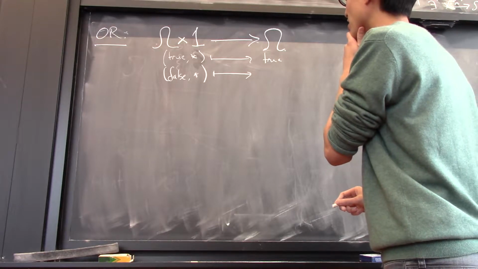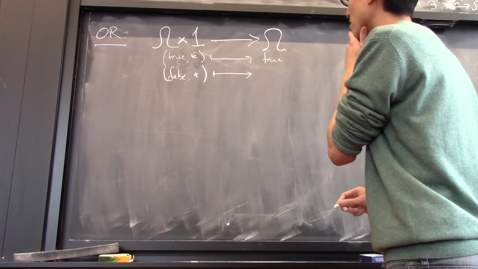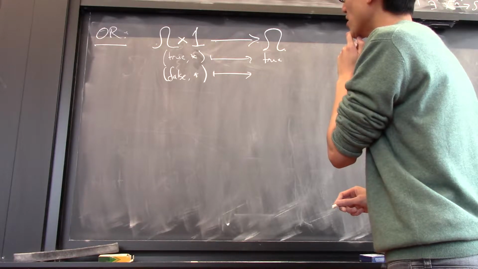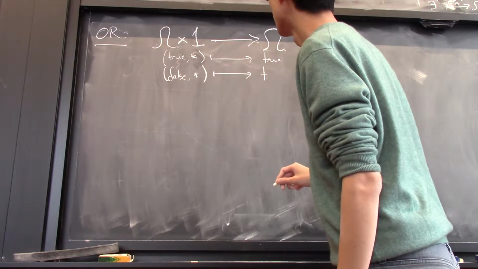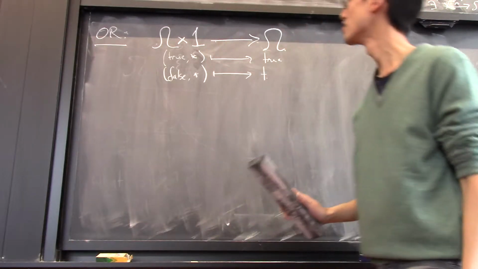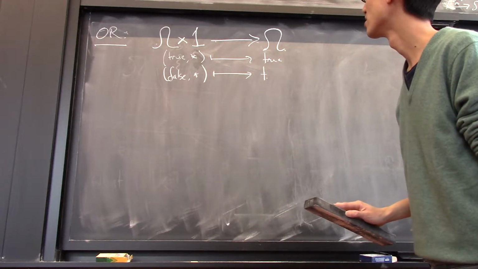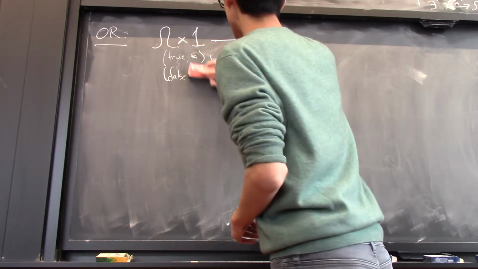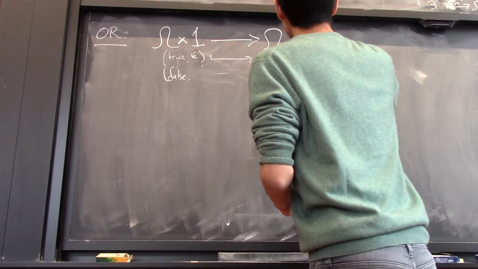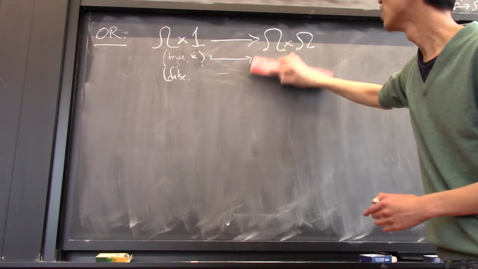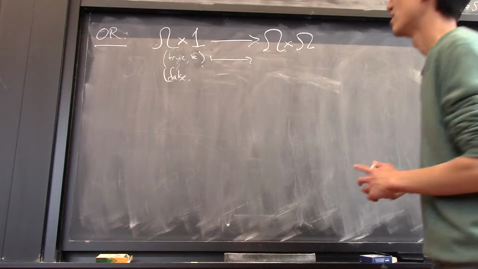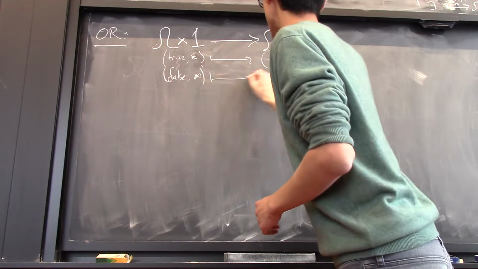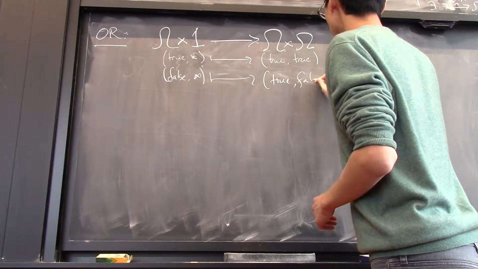That's not what I want to be doing. I don't want to be taking that map. I want to be taking this map. So I'm taking the pair, the identity on this element and the map true on this element. So this is going to map to true, true, and this thing is going to be mapping to true, false.